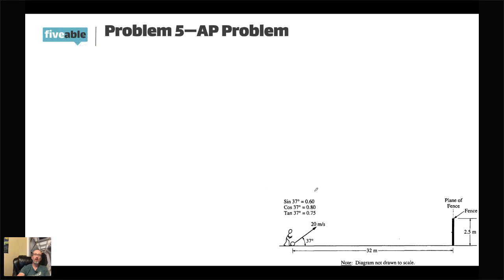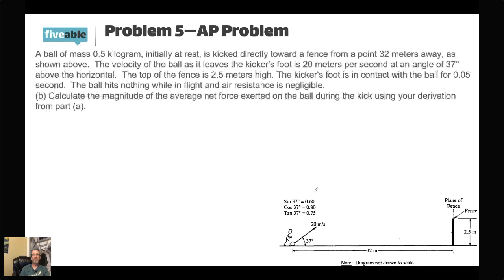In the next part, it says calculate the magnitude of the average net force. So we just did that. We went ahead and plugged everything in for it. So we're set there.